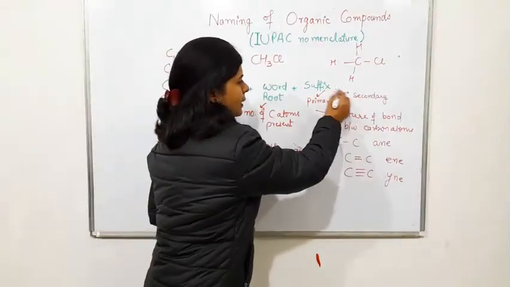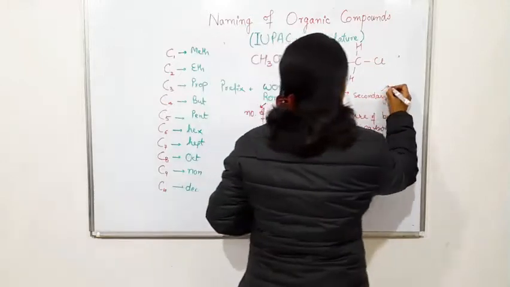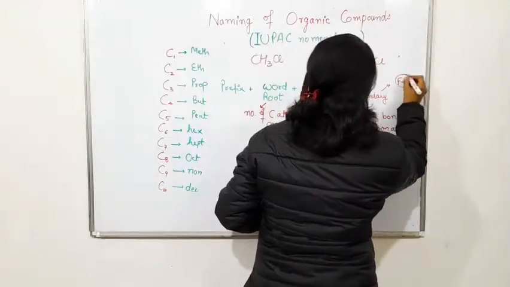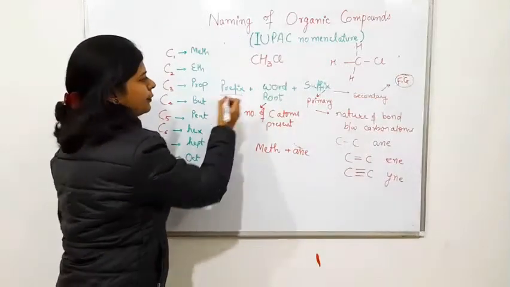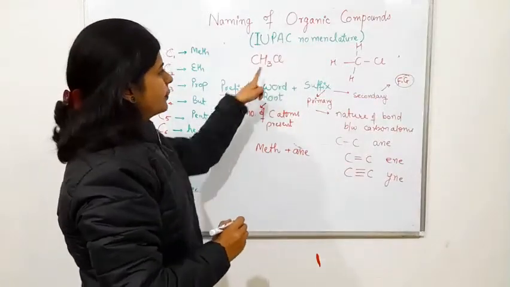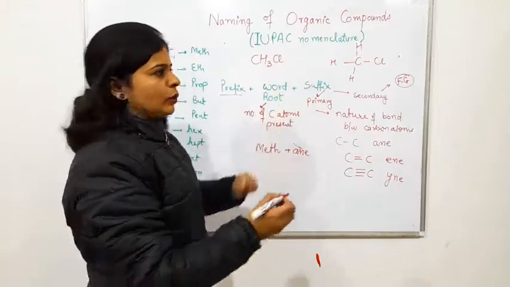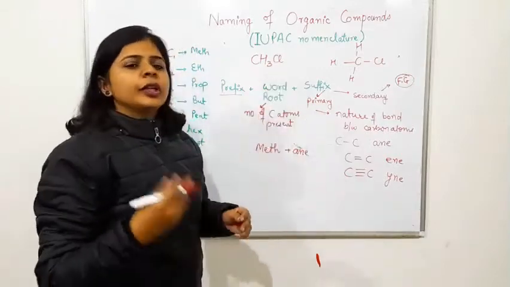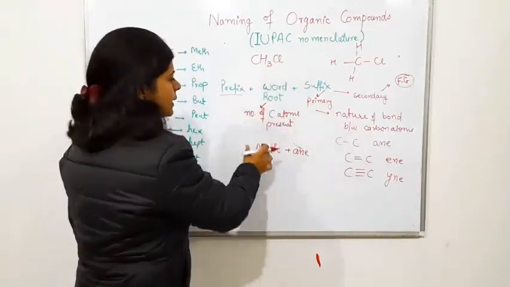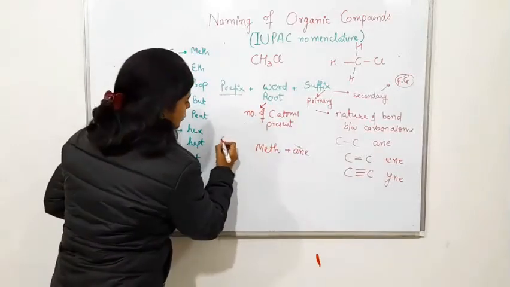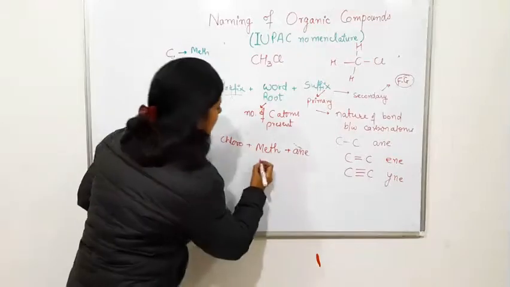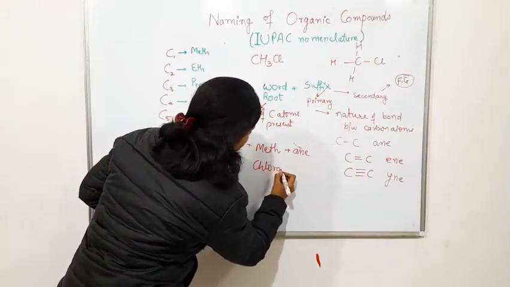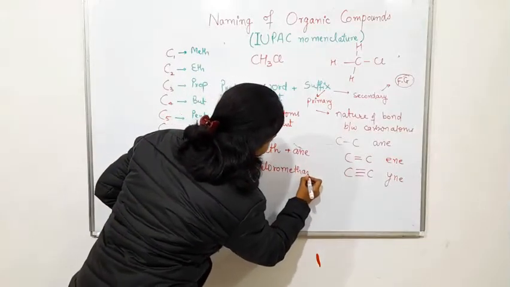Now, again the secondary suffix is not there. Actually, the secondary suffix tells us about the functional group. A functional group is not present in this compound. But in this compound, the prefix is present. What is the prefix here? Chloro. Why chloro? Because whenever chlorine is present, we use the prefix chloro. It is written before the word root. So I need to put the word chloro here, and by combining these, the name becomes chloromethane.